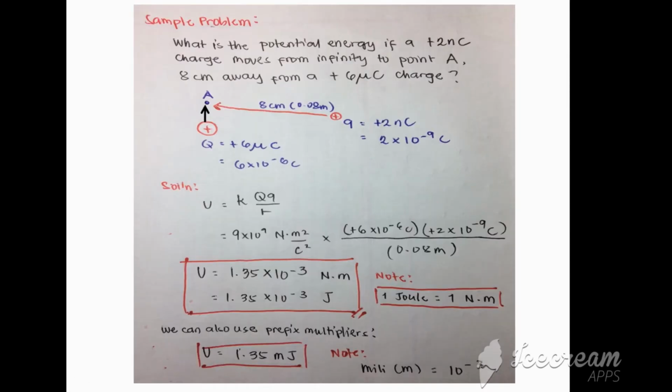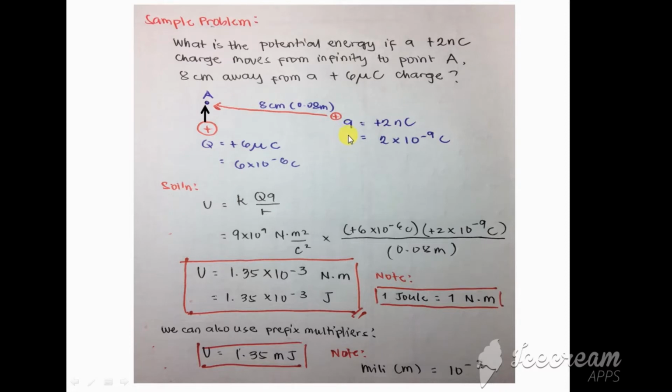Now let's try a sample problem for electric potential energy. What is the potential energy if a positive 2 nanocoulomb charge moves from infinity to point A, which is 8 centimeters away from a positive 6 microcoulomb charge? As you can see from the illustration, we have a point charge, which is represented by capital letter Q, and a test charge, which is represented by small letter q.